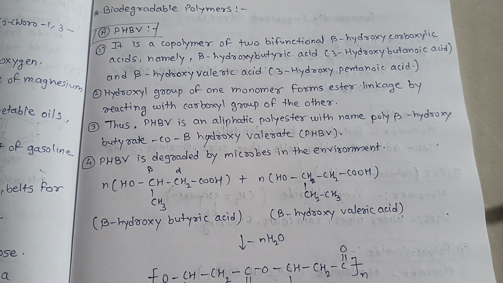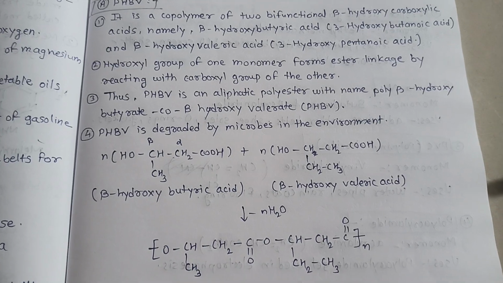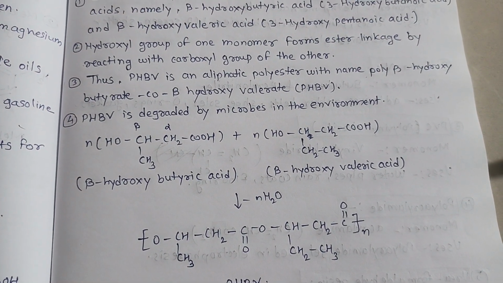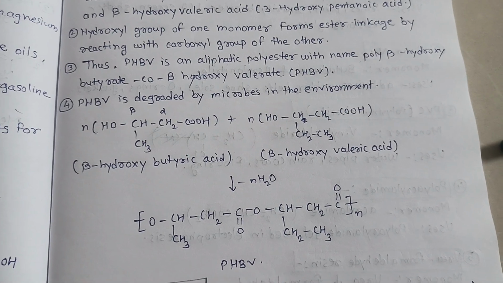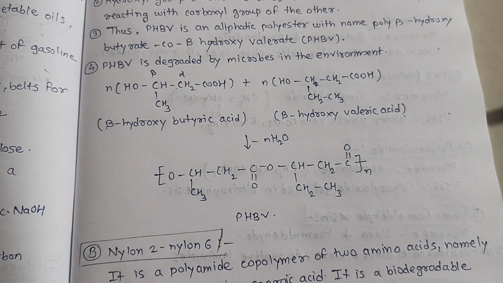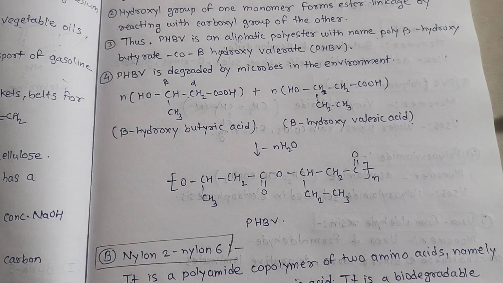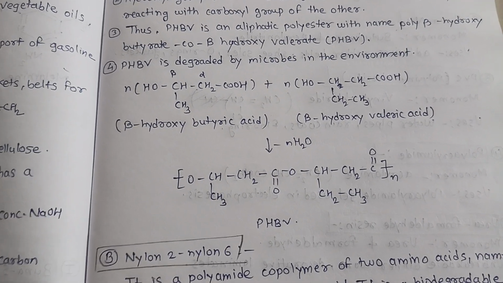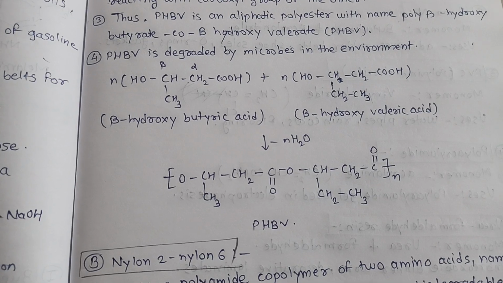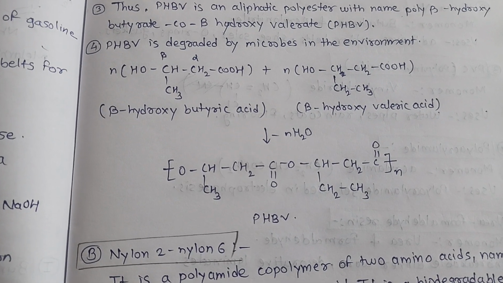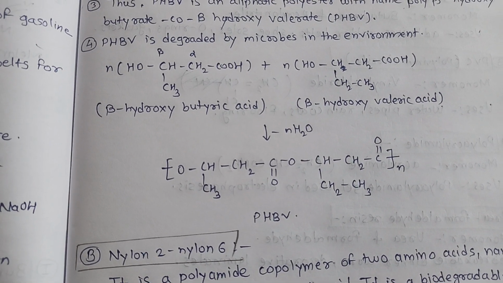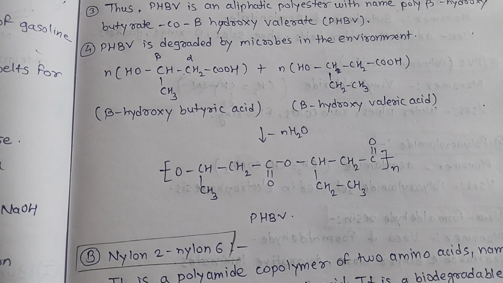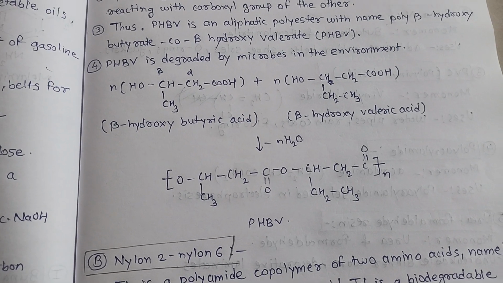PHBV is degraded by microbes in the environment, and these are the structures of monomers beta hydroxybutyric acid and beta hydroxyvaleric acid. Water molecule is removed, H from OH part and OH is from COOH. So carboxylic acid's OH and alcohol's H is removed, water is removed, and ultimately ester linkage is obtained in PHBV. O CH CH3 CH2 C double bond O, CH CH2 CH3 CH2 C double bond O, n.